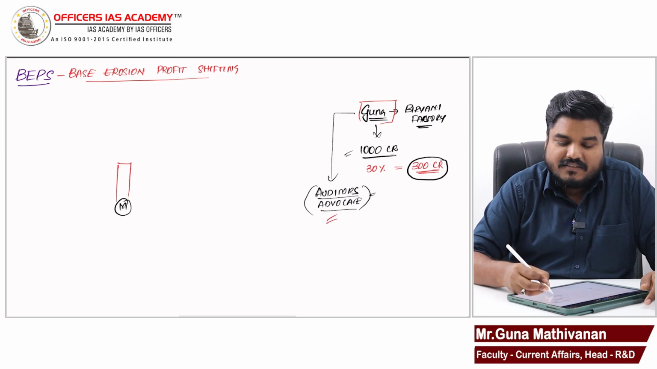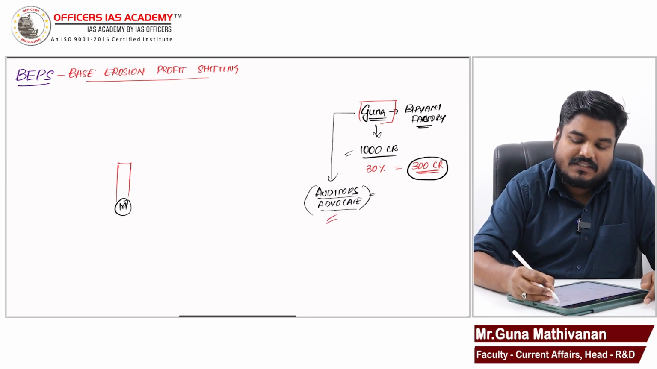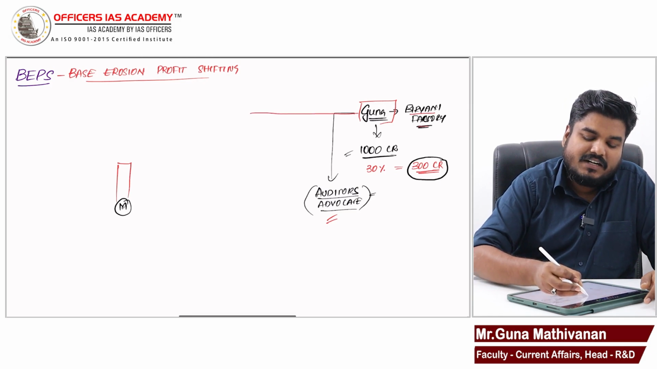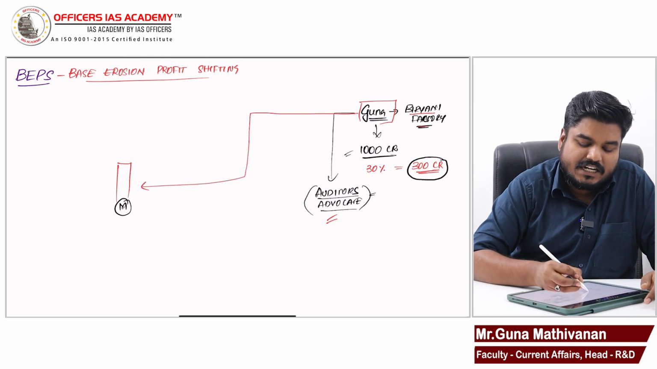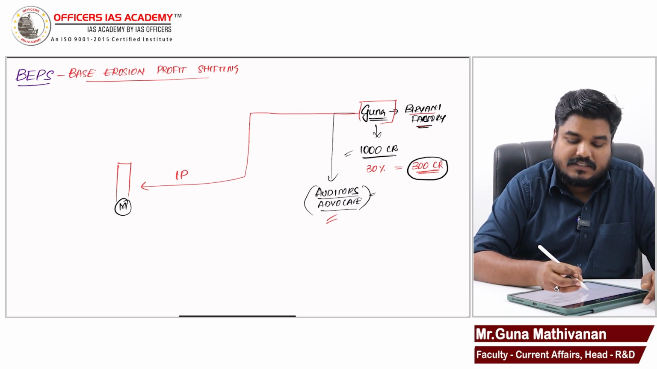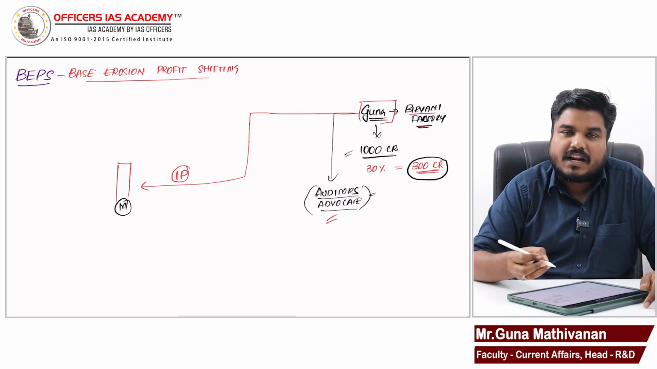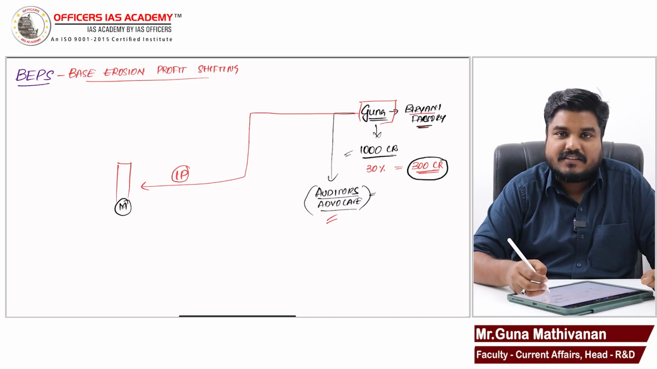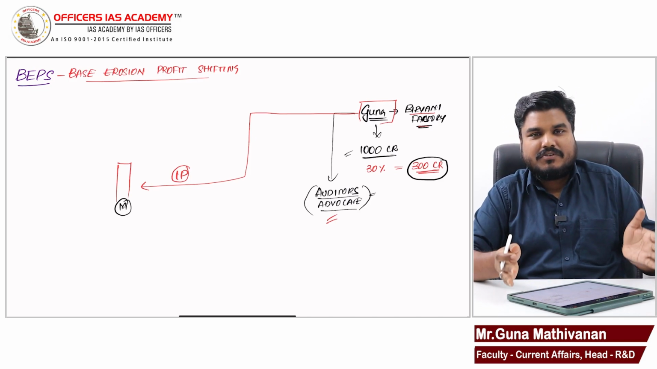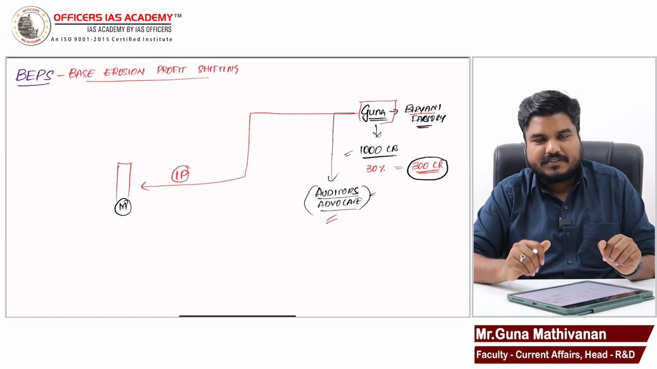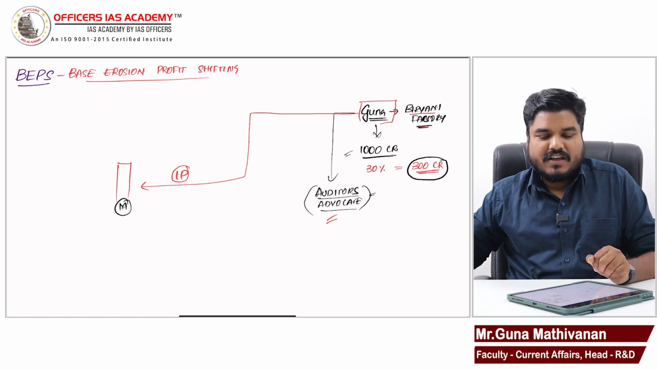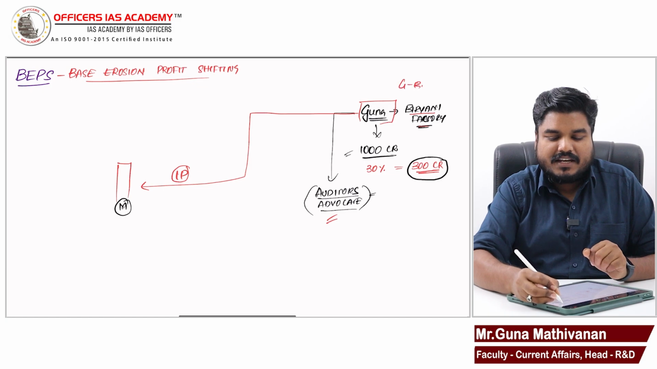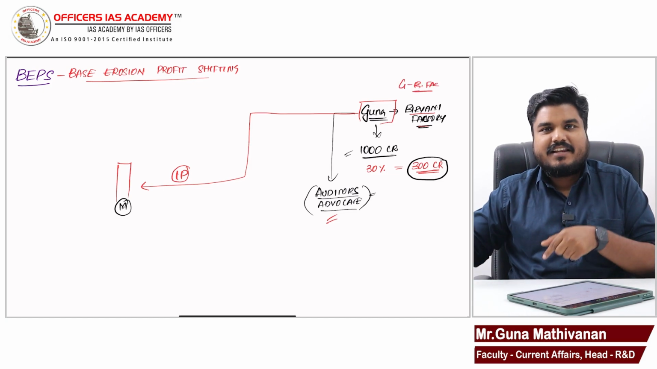Now these auditors are saying that, sir, from this Guna Biryani factory, we will sell or transfer some intellectual property to this new company. That is, these advocates are saying that, Guna sir, go to Mauritius and open a company in Mauritius. Okay, opened. Now, Guna's Biryani factory is in India, right?